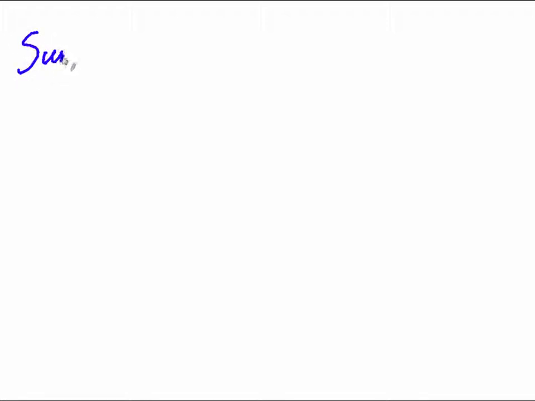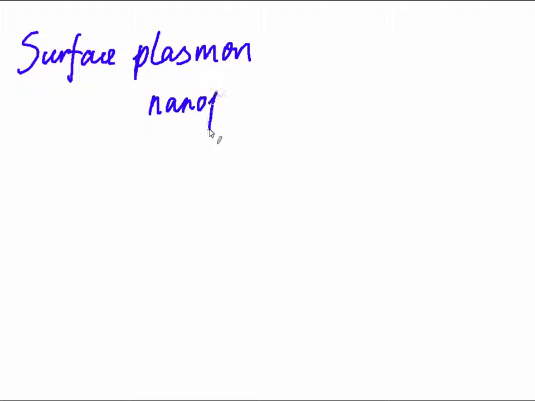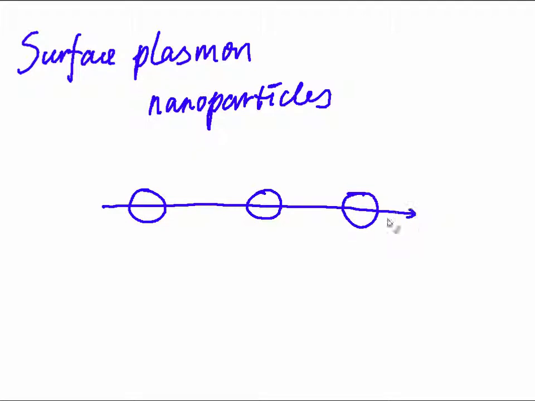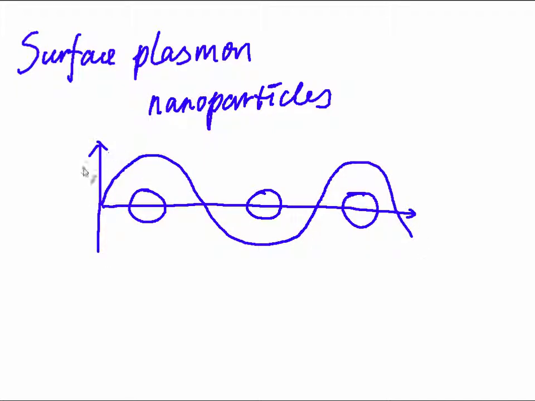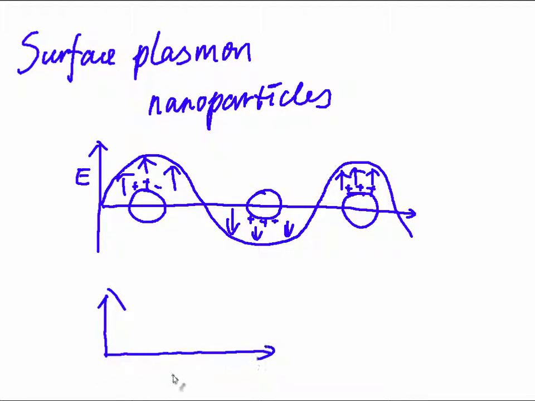But besides this, there's surface plasmon resonance that usually exists in nanoparticles. That's why you have absorption for nanoparticles in the UV-Vis range. The electric field of light can be drawn like this, and the charge at the nanoparticle will move according to the electric field and produce absorption spectra.